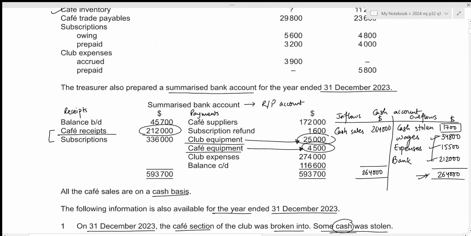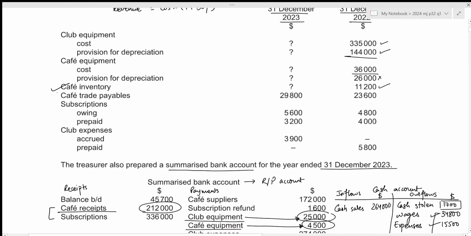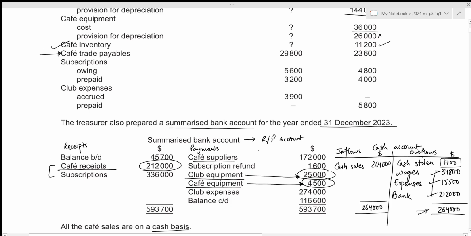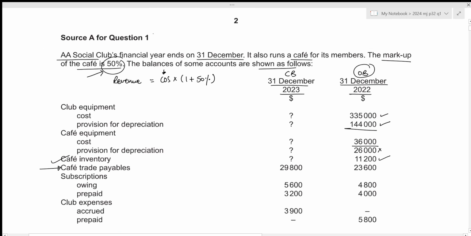And we do not have the exact value for the purchases, but we do have the CAFE trade payables at the closing as well as the opening date, and we have the amount that was paid to the CAFE suppliers during the year. So from this information, we can easily calculate the purchases for the year. We always start with the payment made to supplier. So payment to supplier. Then we subtract the opening balance of the trade payables and add the closing balance of the trade payables.